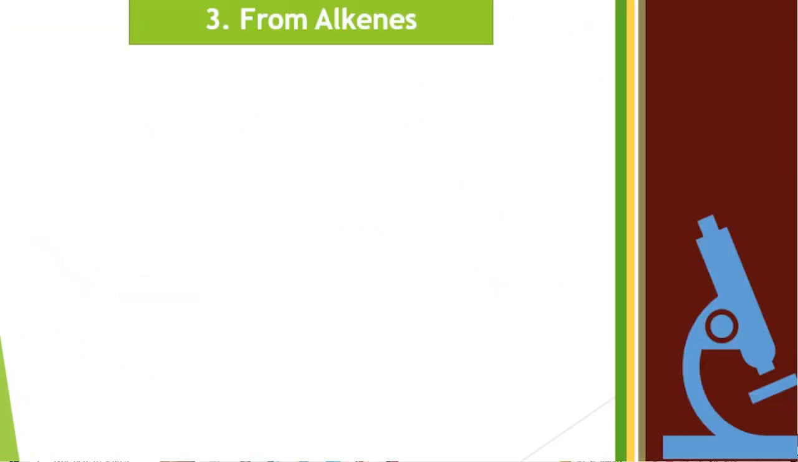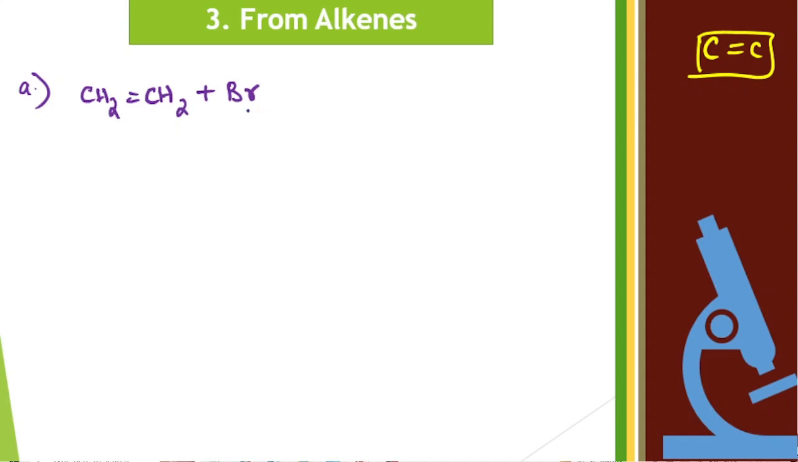So, next is from alkenes. Alkenes, I already told, are nothing but double bonded compounds. So, now let us start to do how to prepare from alkenes. First, we are going to take an alkene, CH2=CH2. This is the alkene I am going to take. I am allowing it to react with HBr.